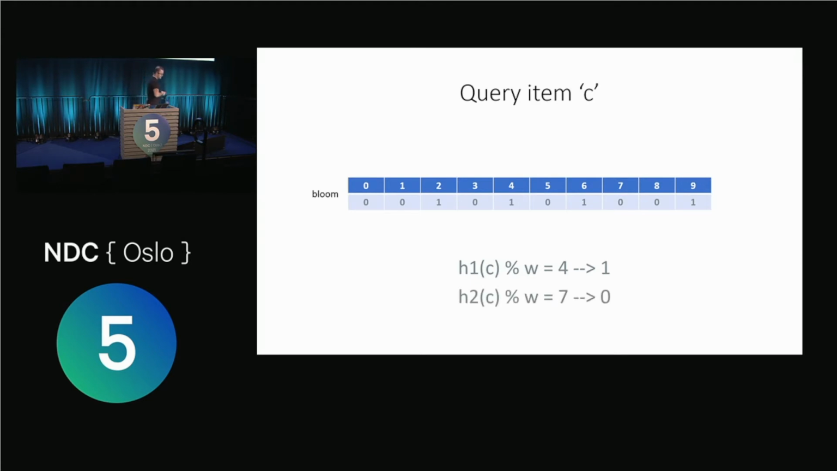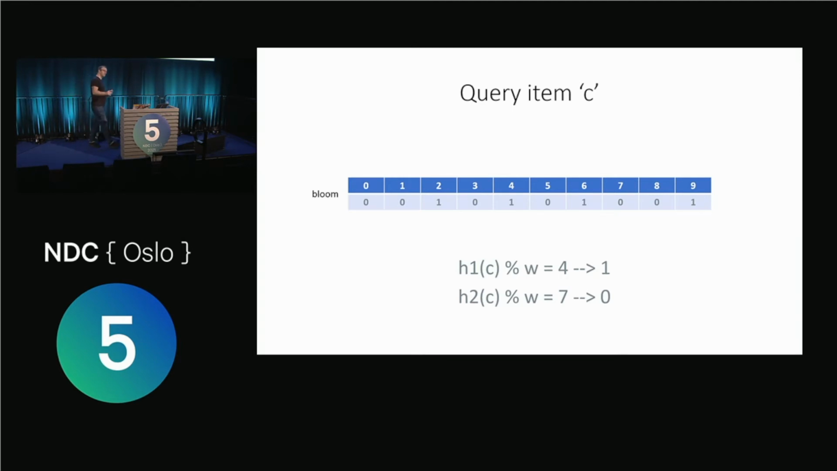Then we take the second hash function, and we hash item C, mod it with the width, index 7, look it up, the value is 0. We can now say that we have definitely not seen this item before, ever. Because if we had seen item C before, then bit at location 7 would have been set in the filter. So because one of the bits was not set, or any of the bits, or all of the bits are not set, you can say we have definitely not seen this thing before. This is absolutely brand new.